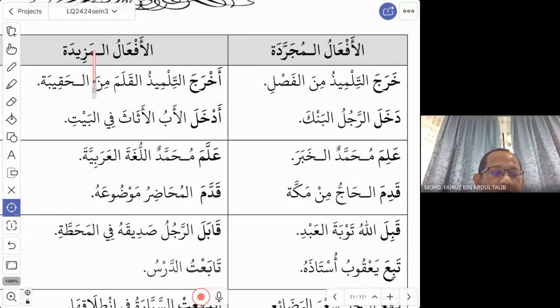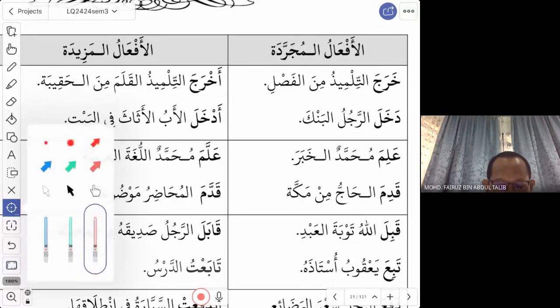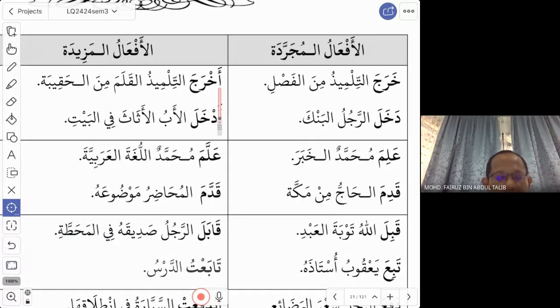an additional letter or several additional letters added to the root word. For example here, the root word is kha, ra, and jim. If you look at the next fi'l, it is now akhraja. You still see the kha, the ra, the jim. These are the original huruf. But what we have here is an additional letter, which is alif at the beginning of the word. So initially it was kharaja, now it becomes akhraja.